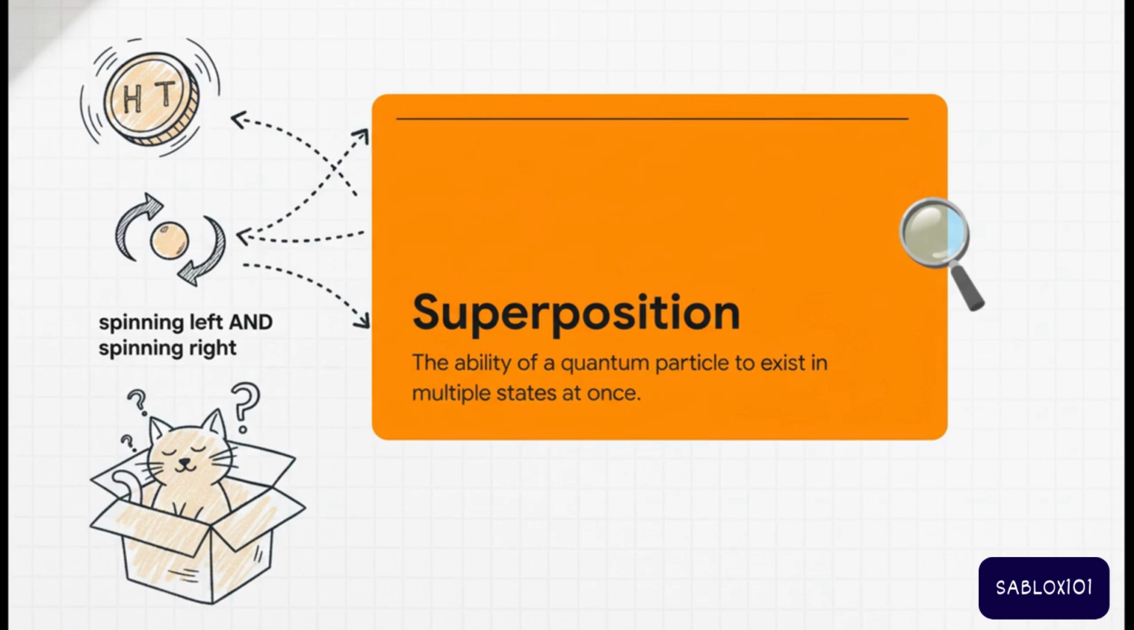Think about it like this. You flip a coin. While it's spinning in the air, is it heads or tails? Well, quantum physics says, for a tiny particle, like an electron, the answer is kind of both. It can be in all its possible states at the same time, spinning left and spinning right. It's not one or the other. It's in this weird, fuzzy, in-between state until the moment you measure it.